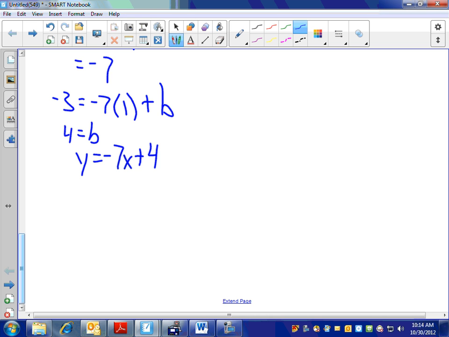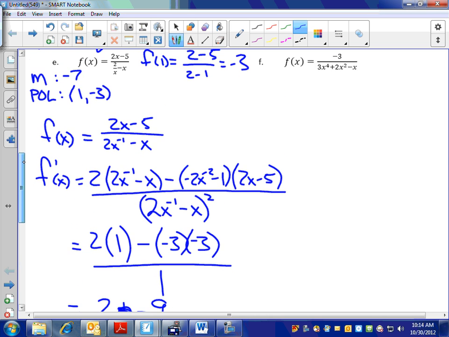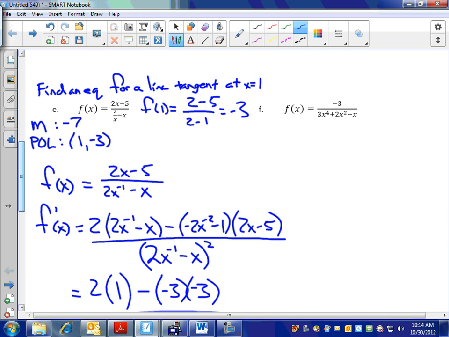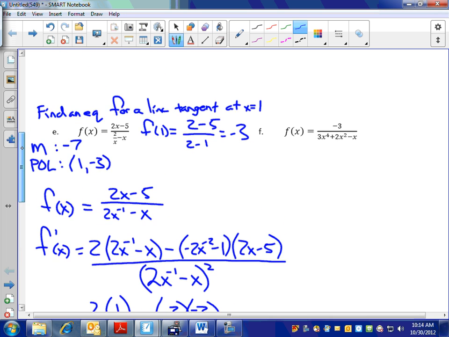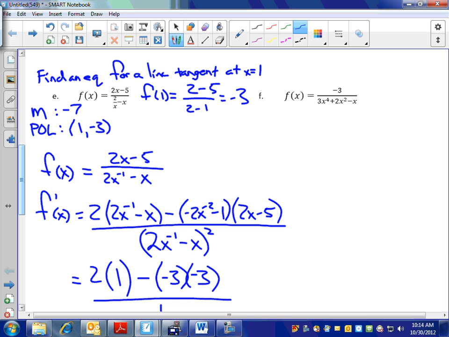I could graph it. Now, it would take us a little bit of time, and I don't want to do that right now because I want to save your time for asking questions, but we could plug that into our calculator, graph it, then graph the tangent line, and check at the point 1, negative 3 to make sure that it is in fact tangent, and then we would know we did it correctly. So you can check these answers. In fact, I have you do that on your study guide and on your test.